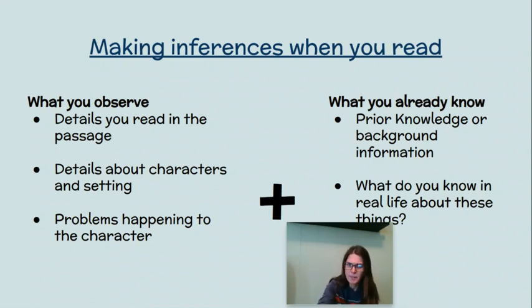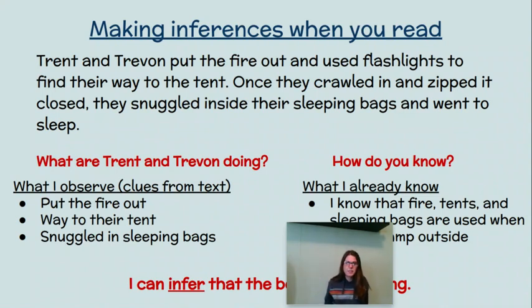So let's practice a little bit. I've got a passage right here. I want you to make sure you can see this passage right up here. I'm going to read this, and just like in class, I want you to follow along with me as I read this passage. And then we're going to make an inference together. So follow with me. Trent and Trevin put the fire out and used flashlights to find their way to the tent. Once they crawled in and zipped it closed, they snuggled inside their sleeping bags and went to sleep. So now we need to figure out, what are Trent and Trevin doing? And we want to answer, how do we know that?